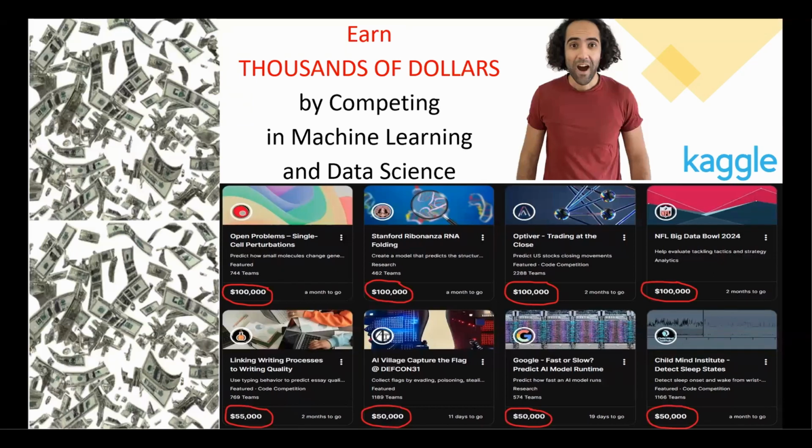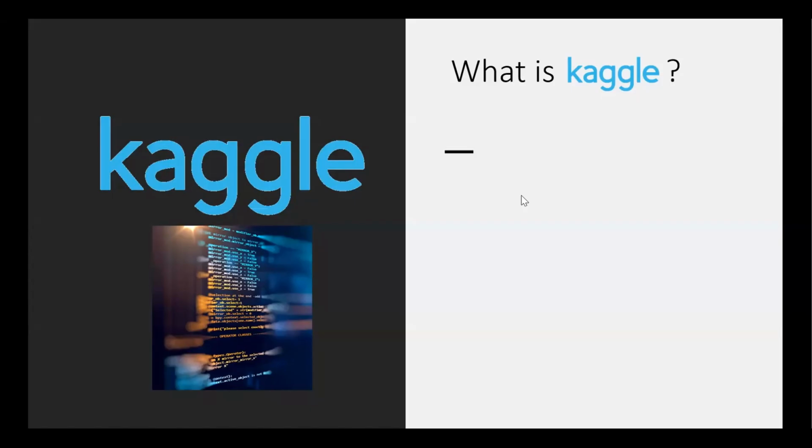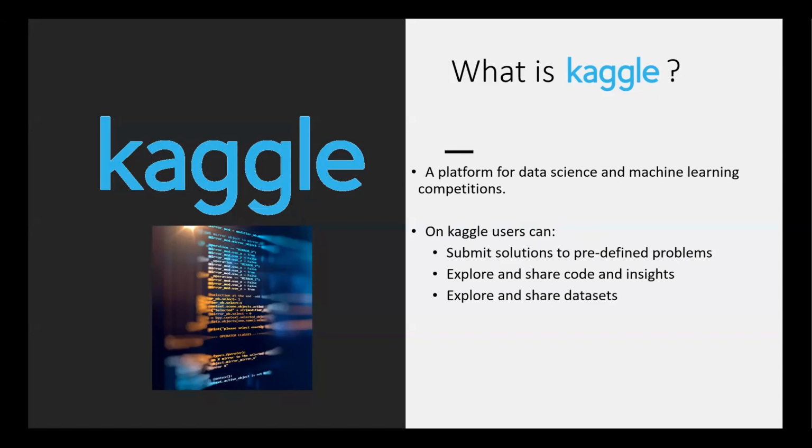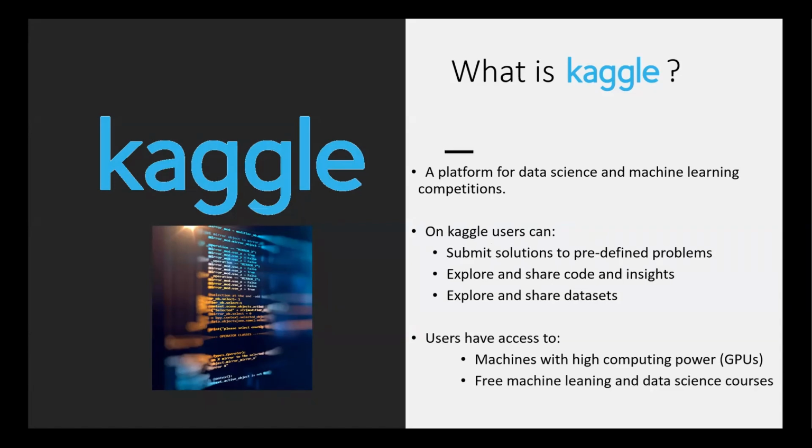In today's video, we'll take a look at the Kaggle platform, where we can earn money by competing in machine learning and data science. So let's start with knowing what Kaggle is. Kaggle is a platform for data science and machine learning competitions, and on Kaggle, users can submit solutions to predefined problems, explore and share code and insights, explore and share datasets, and users have access to machines with high computing power, known as GPUs, free machine learning and data science courses, and they can contribute to open source projects as well.